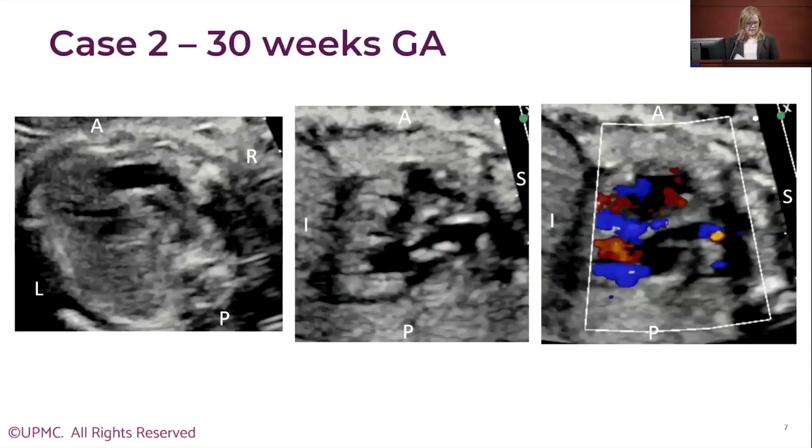In the second case shown here, this woman was initially referred at 26 weeks gestation due to suspected congenital heart disease on an obstetric ultrasound. Her follow-up images that I'll show here were at about 30 weeks gestation.